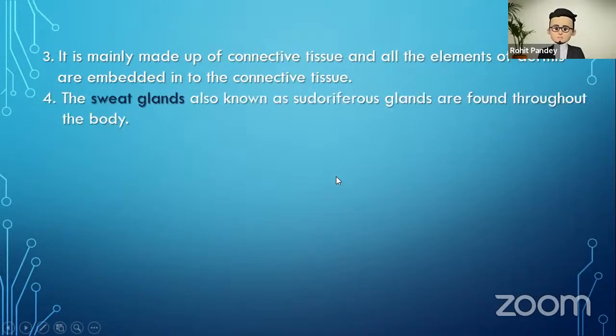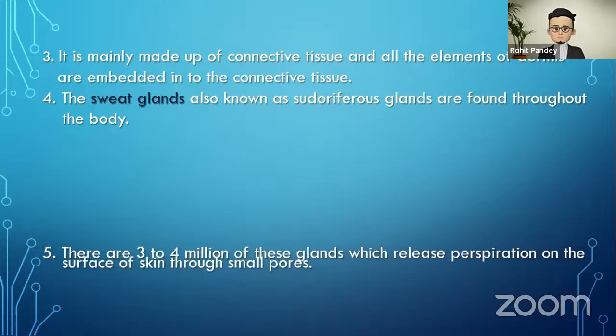Next, the sweat glands, also known as sudoriferous glands, are found throughout the body. What is the work of sweat glands? They usually produce sweat, because as you know, our whole body, I mean skin, has so many holes, and when sweat is produced, it is cleared out.